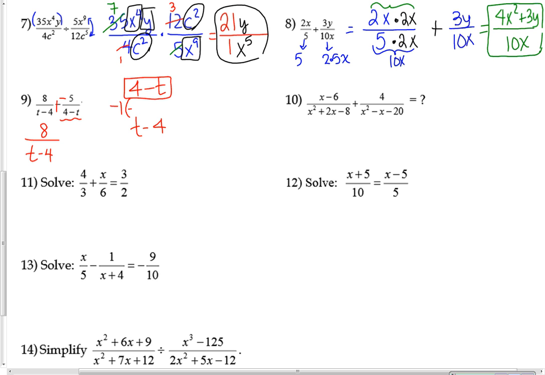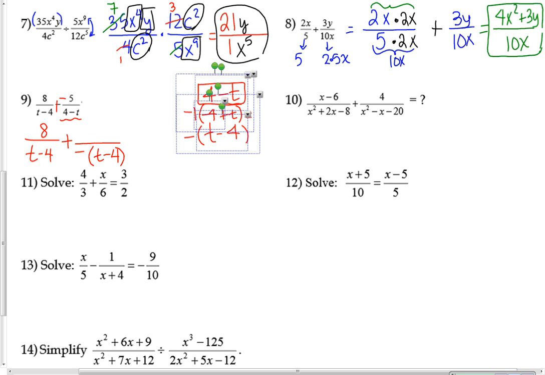If I divide 4 by -1, it gives me -4. If I divide -1 out of my negative t, it would then become a positive t. So by factoring the negative out in front, I now have t minus 4 for the denominator of my second fraction. So let me scoot this stuff over.